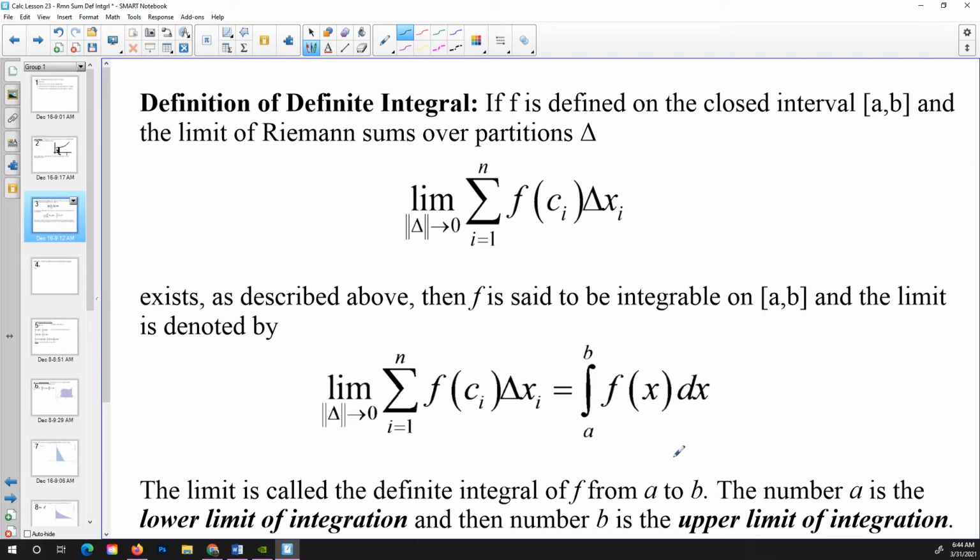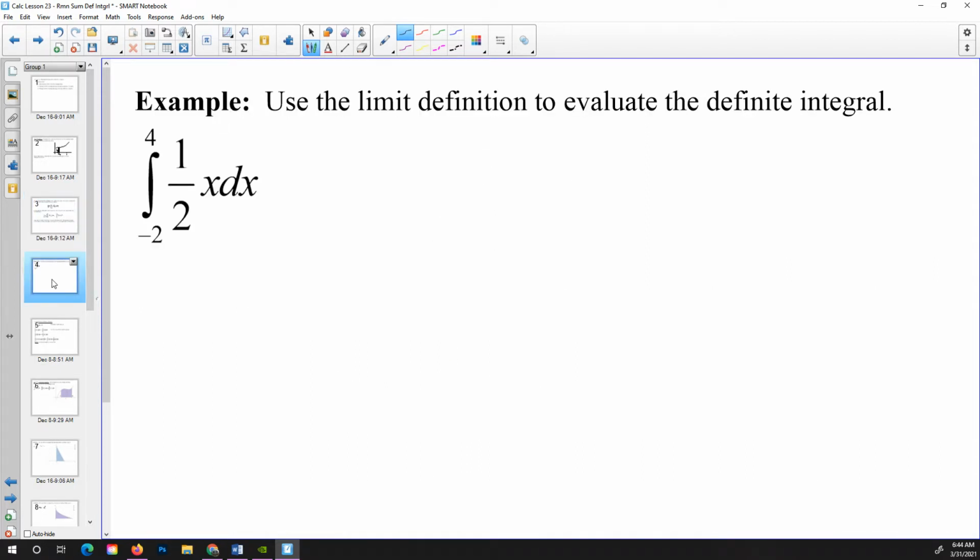How do I use this process to evaluate a definite integral? Well, let's go ahead and try that. If you recall from that last page, here is a definite integral, and we are going to start by using that definition, which is the limit as delta goes to zero of the sum as i goes from 1 to n of f of c i times delta x i.